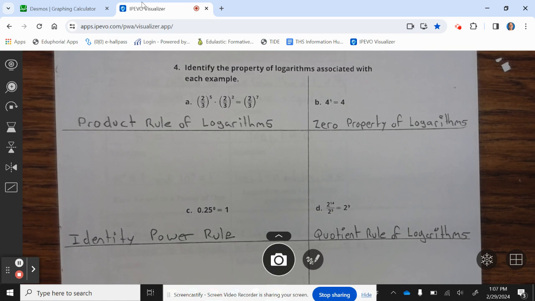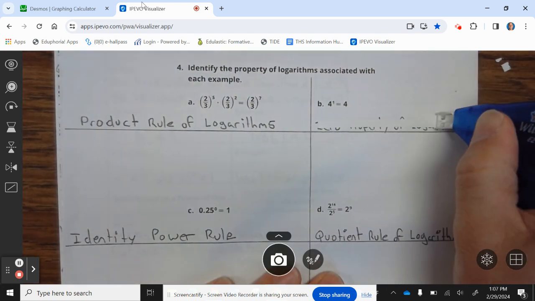A is the product rule of logarithms. B is an example of the zero property of logarithms. C is an example of the identity power rule. D is an example of the quotient rule of logarithms. All right.